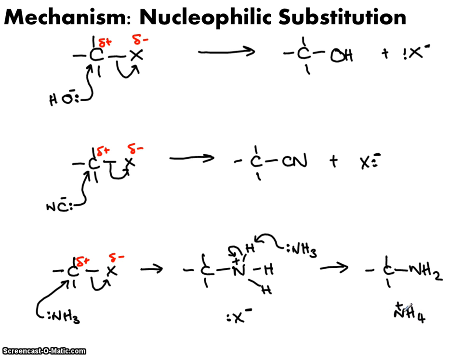So the ammonium ion and the halide will form some salts, and so if it was a chloride, we'd have ammonium chloride as our byproduct. And that's nucleophilic substitution.